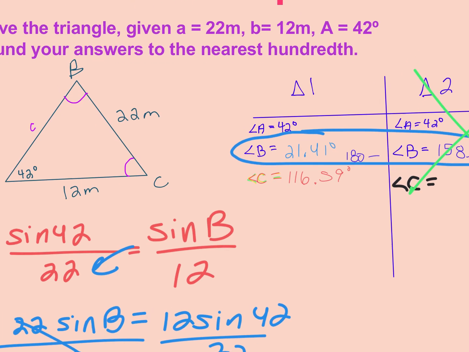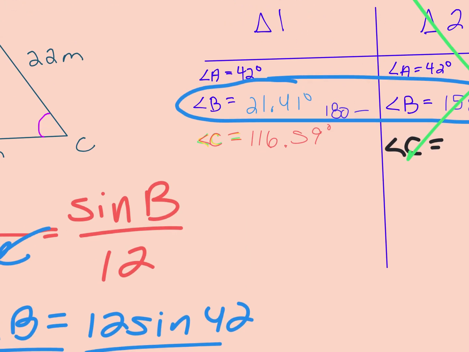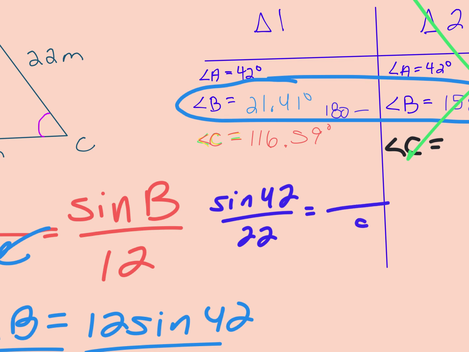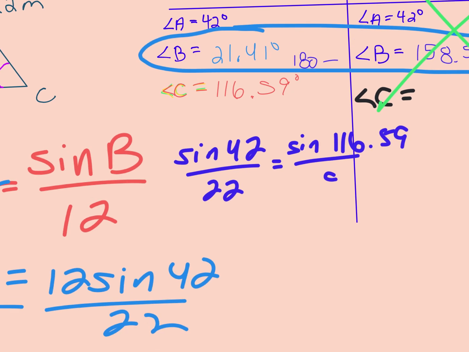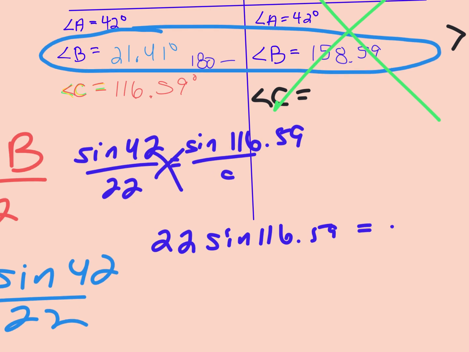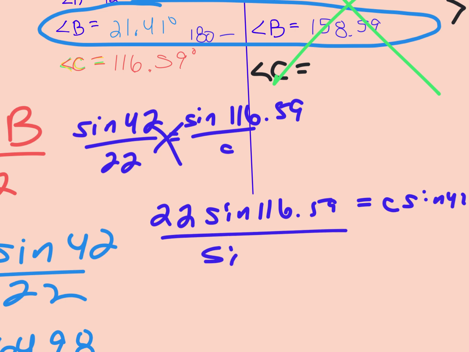To find side C in my first triangle, I'm going to go back to my original that they gave me, sine 42 over 22. And I'm going to find side C. So what angle measure do I use? Sine of 116.59. How do you solve a proportion, guys? Cross multiply. So 22 times the sine of 116.59 equals C times the sine of 42. Divide both sides by the sine of 42. What's C going to equal?